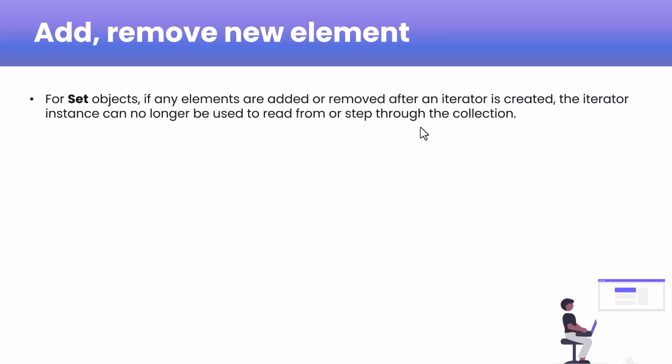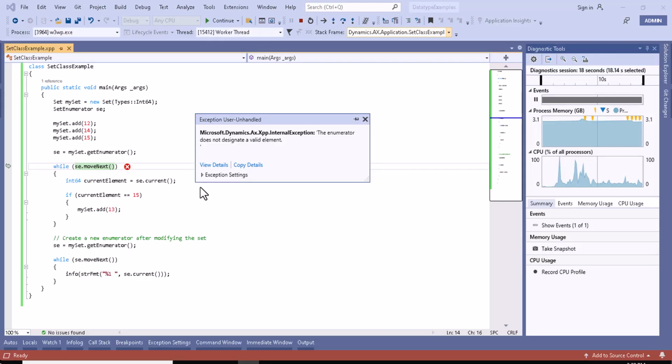If you still don't understand, let me explain with an example. In the slide you can see that we have a set which is storing integer type elements, and we have a set enumerator, by which we can iterate through the set. We are adding three elements, 12, 14 and 15. We are also assigning the GetEnumerator to a variable, and after that we are executing a while loop. Inside this we are getting the current element.